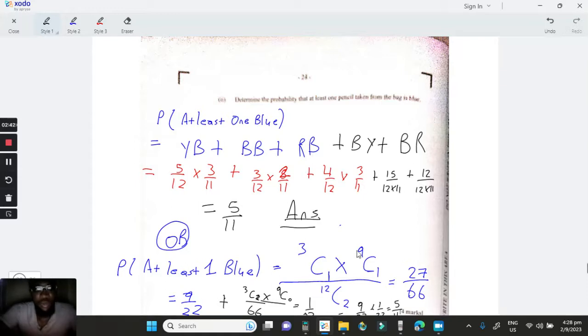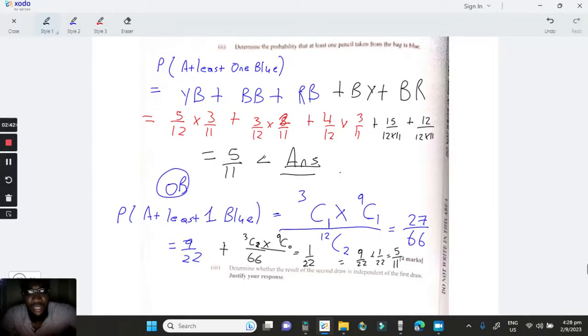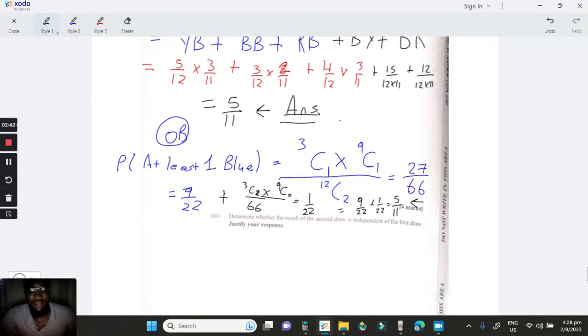So your answer is 5 over 11. Guys, by the way, the only reason we go over time is because I always show you 2 ways. In an exam, you don't need to be doing the 2 ways and all of that stuff. Get your answer and you move on, please.